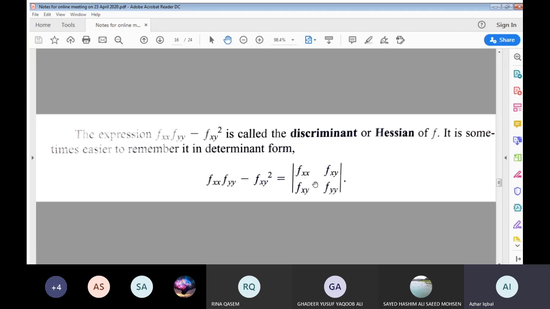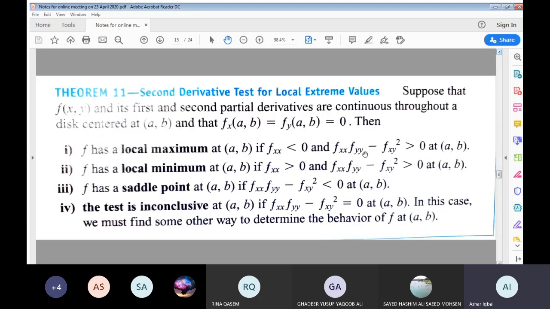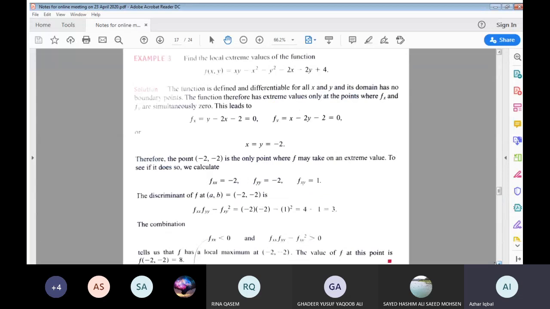As you know how to calculate this determinant, you multiply these terms together and subtract the product of these two terms. What you get is this. So this is the Hessian or the discriminant for this function of two variables, and it determines whether we are having a local maximum, minimum, or a saddle point. Okay, so let's look at example 3.